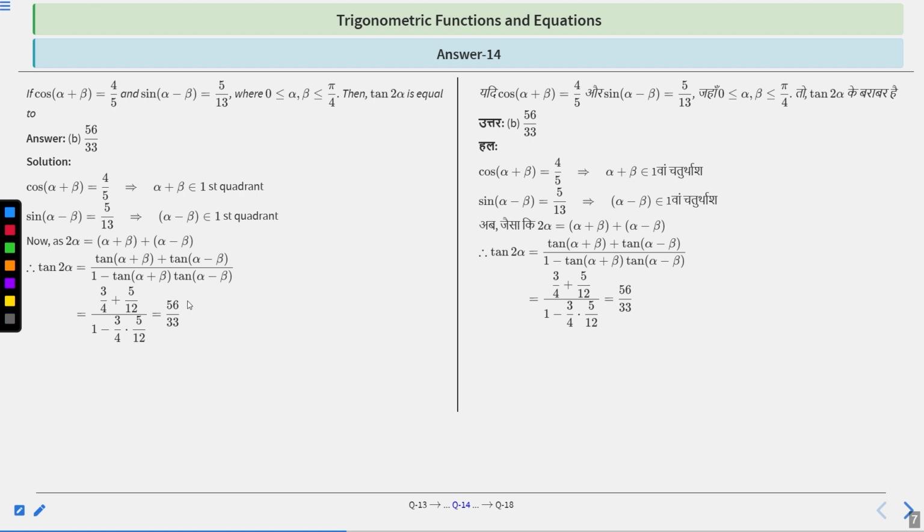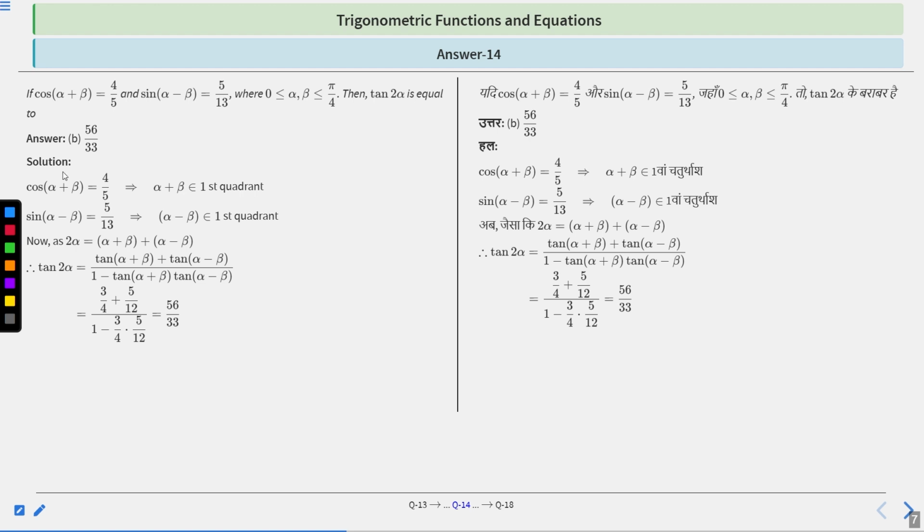Now, we know that since cos(alpha plus beta) is 4 by 5, therefore, tan(alpha plus beta) will be 3 by 4, by using properties of a triangle. And also, sin(alpha minus beta) is given as 5 by 13. Therefore, tan(alpha minus beta) will be equal to 5 by 12, by using properties of a triangle, right?